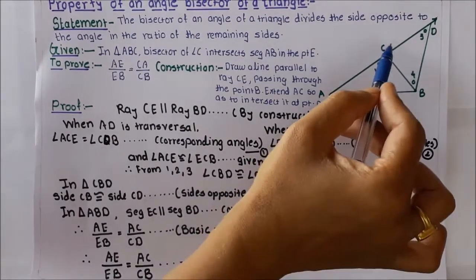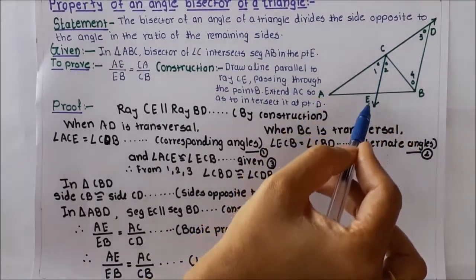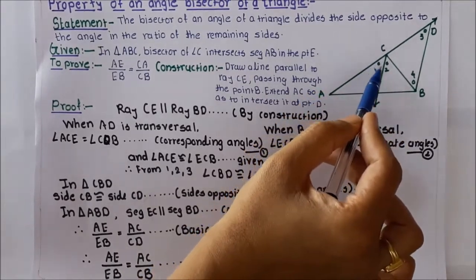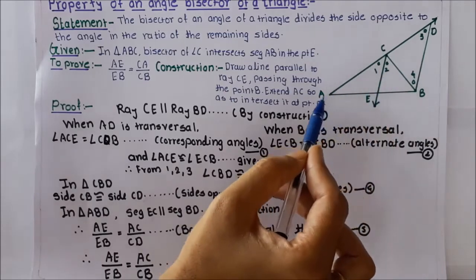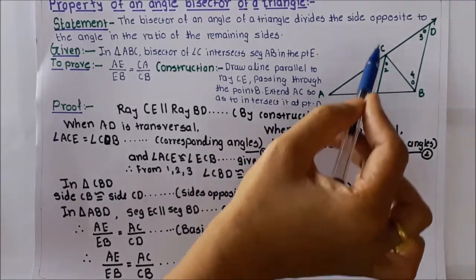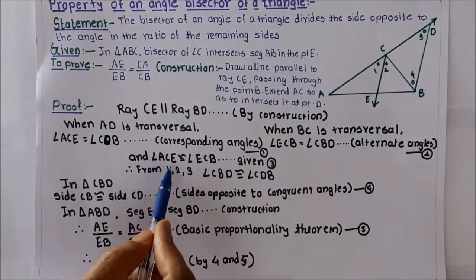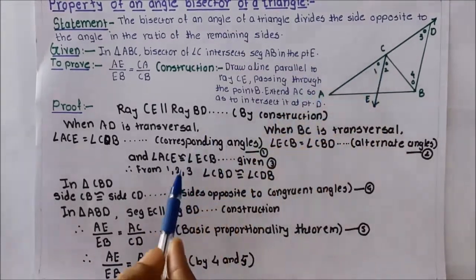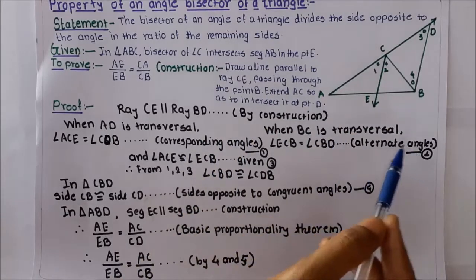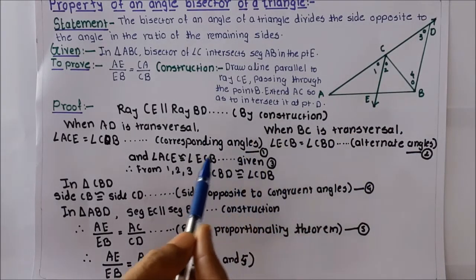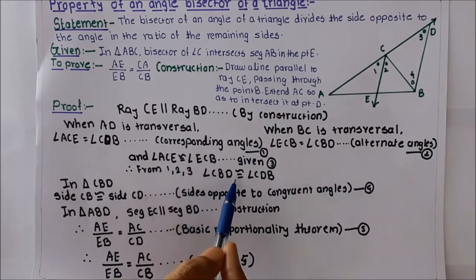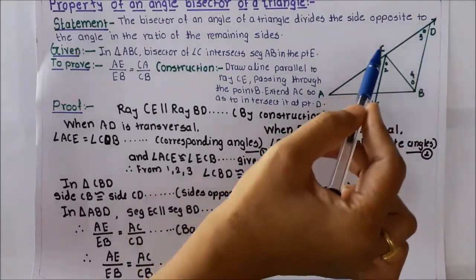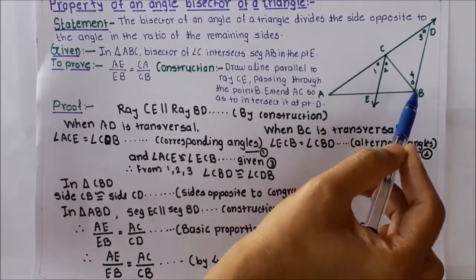Now you can see, as CE is an angle bisector, as already told to us, these two angles are also the same, means ACE and ECB. Here angle ACE is equal to ECB because of the angle bisector. So from statement 1, statement 2 and statement 3, we can say that angle CBD is equal to CDB. Means CBD is equal to CDB.